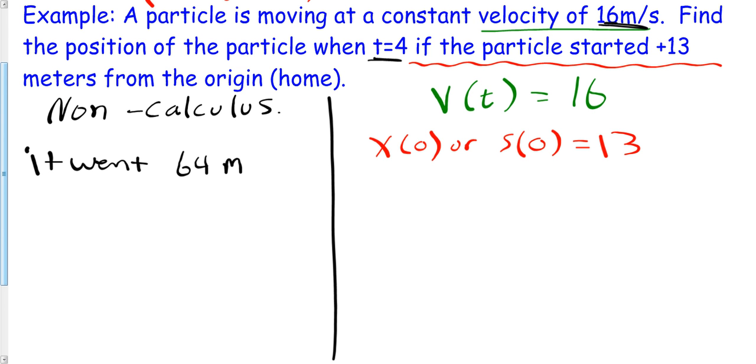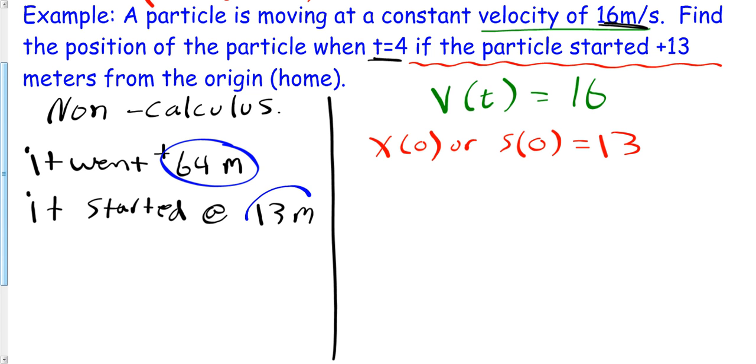So it went 64 meters, I guess, up or to the right or whatever. It went positive 64 meters. It started where? It started at 13 meters. So if it started at 13 meters and went 64 meters, then we know it's 64 plus 13. That's what we need. And we have 77 meters.